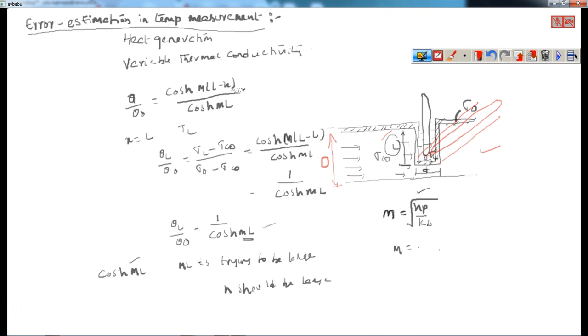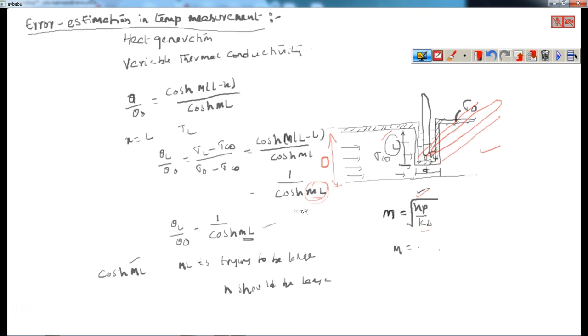For x equal to L, if this is the length considered and the other end is insulated, then theta L by theta 0 is (TL minus T infinity) by (T0 minus T infinity), and this equals cosh m(L minus L), which is cosh 0 equal to 1, so 1 by cosh mL. This should be as small as possible, therefore cosh mL should be as large as possible. Now h should be large, or k should be small. With the help of this I can increase the value of mL like this.